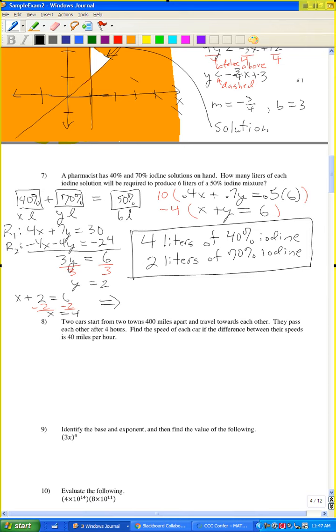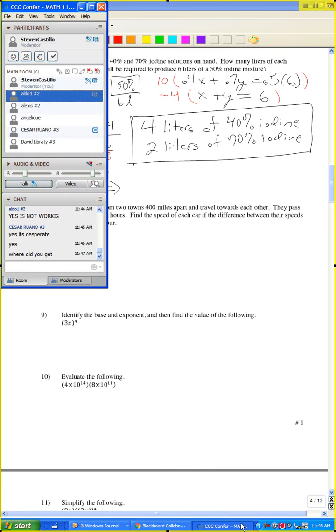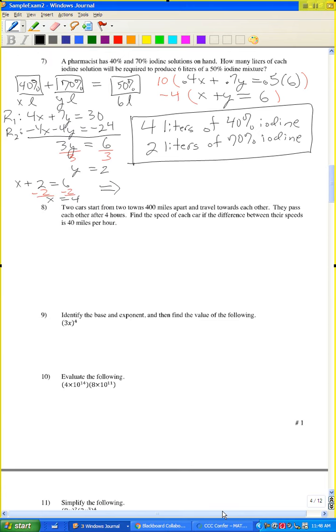Let me do problem number 8. 2 cars start from 2 towns 400 miles apart.